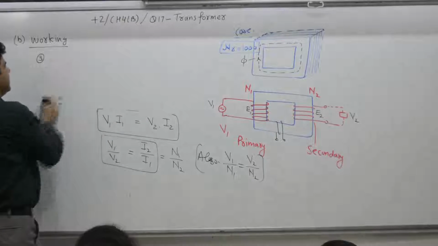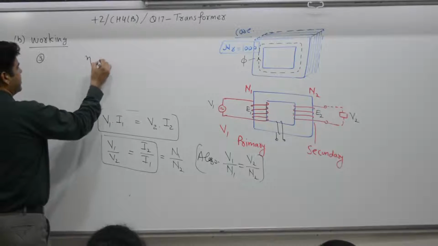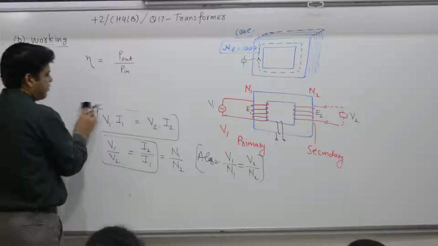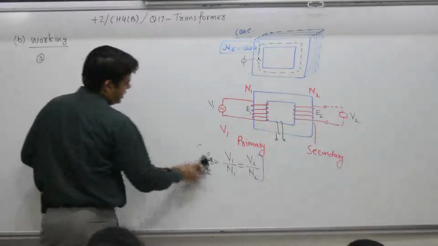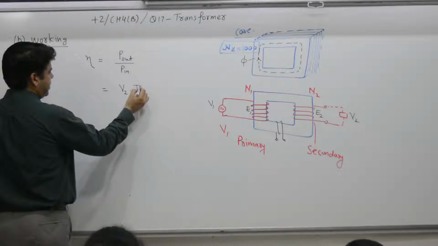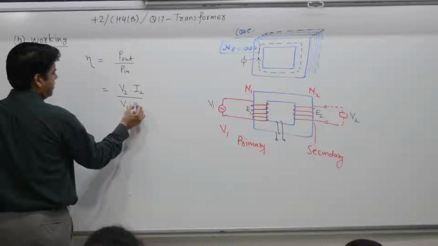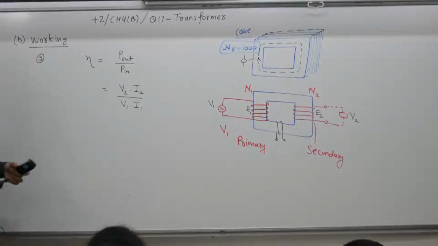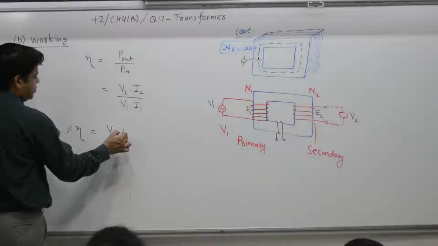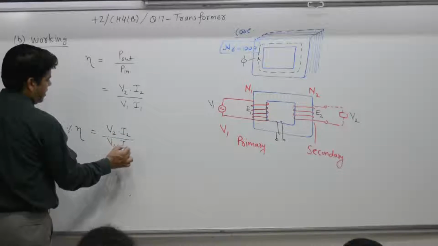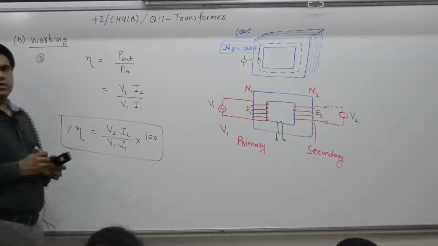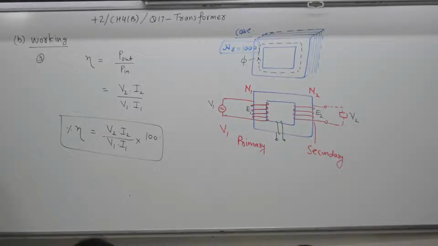So efficiency of a transformer is equal to output power over input power. If not given, then we will assume the efficiency to be 100%. P output is equal to what? V2 I2. And input is what? V1 I1. If you want percentage efficiency, then V2 I2 over V1 I1 into 100. 2 minutes to write.